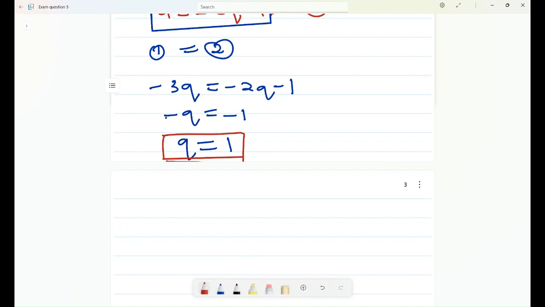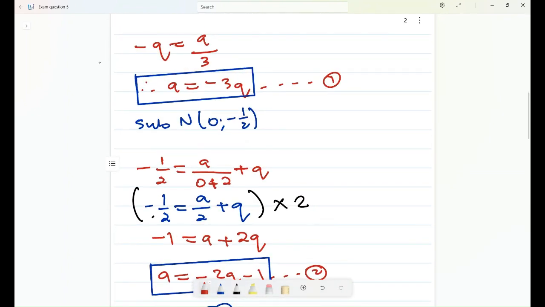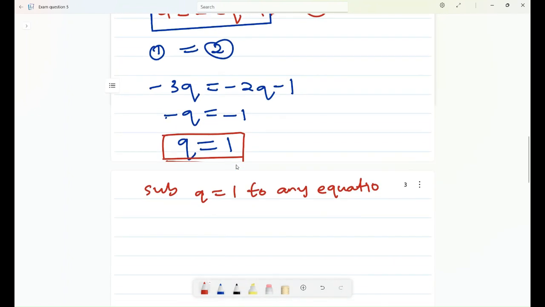Now that I have q as 1, I sub q equal to 1 into any equation. I can come here and sub it into this one. It is straightforward again. a is equal to negative 3q, so a is equal to negative 3. What is the value of q? The value of q is 1. Therefore, the value of a is negative 3.